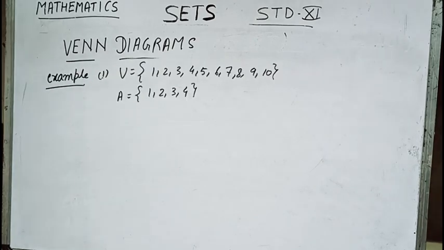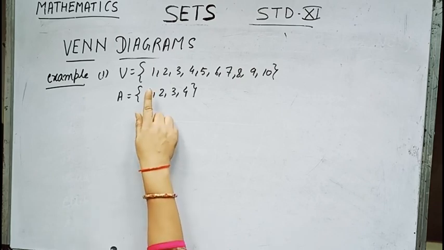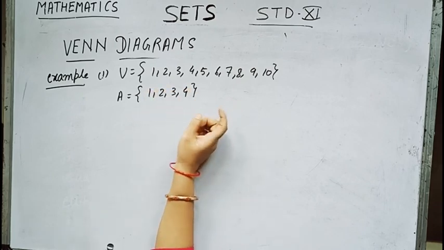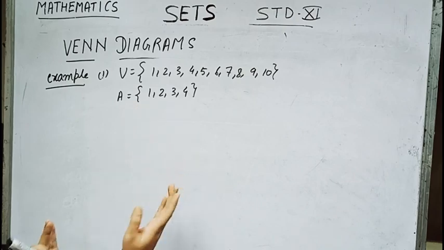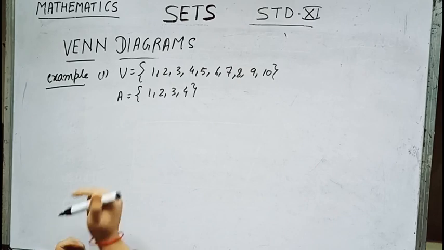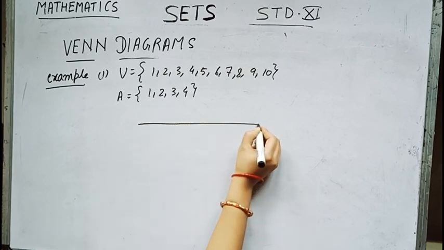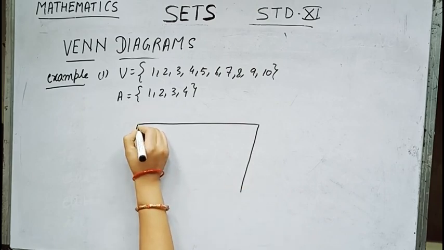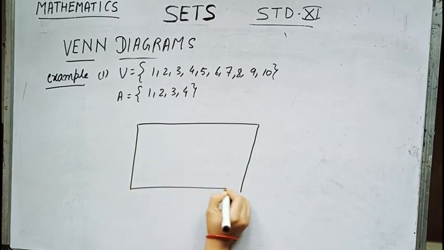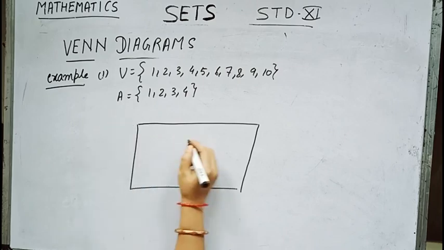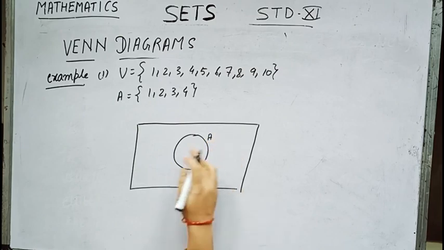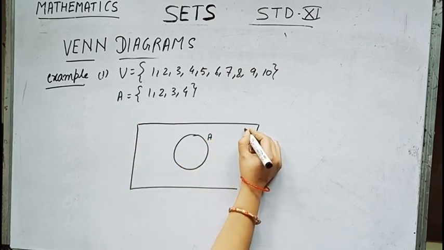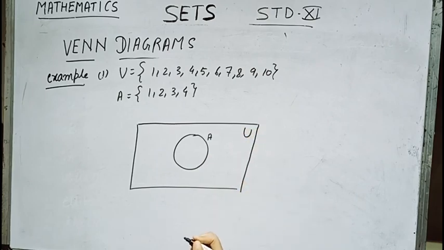Let us take the universal set as the set containing the elements 1, 2, 3 up to 10. And consider any set A whose elements are 1, 2, 3, 4. Now let us represent it with the help of a Venn diagram. So as I said that the universal set we will be representing with the help of a rectangle and the other sets by circles over here. So suppose this is the set A, the circle I am representing by the set A, and this one is the universal set.